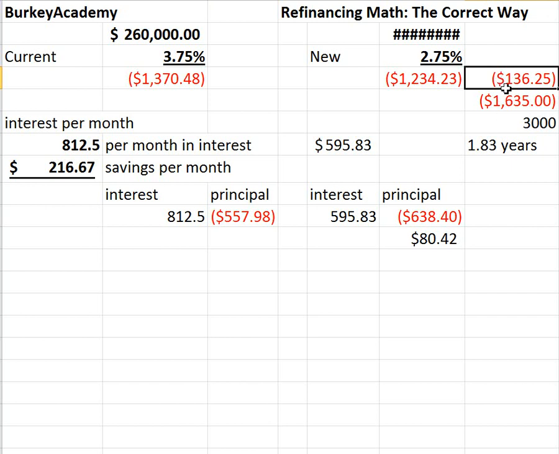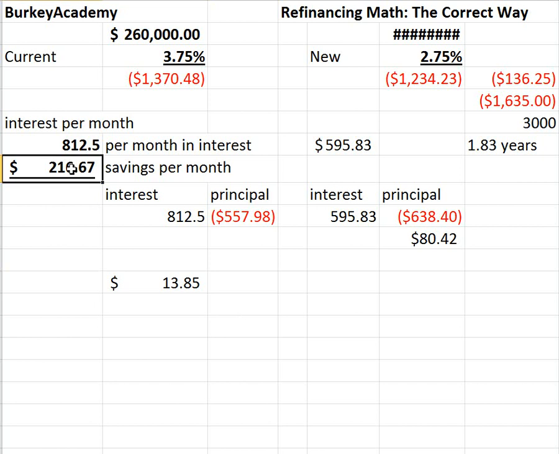So using the 136 number, it looked like it would take almost 2 years for you to break even on a $3,000 fee to refinance. If you use this number, which is the true number, the 136 plus the 80, how long is it going to take you to break even? Well, let's calculate that. Equals $3,000 divided by the 216.67.